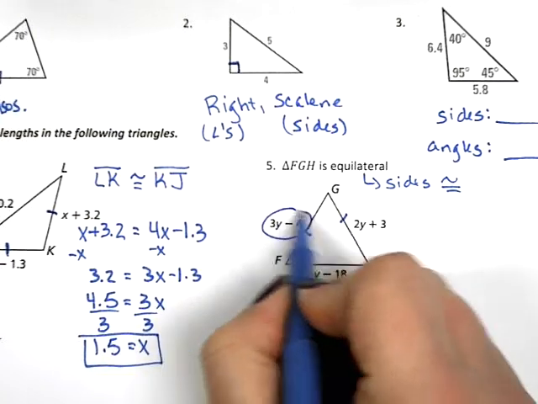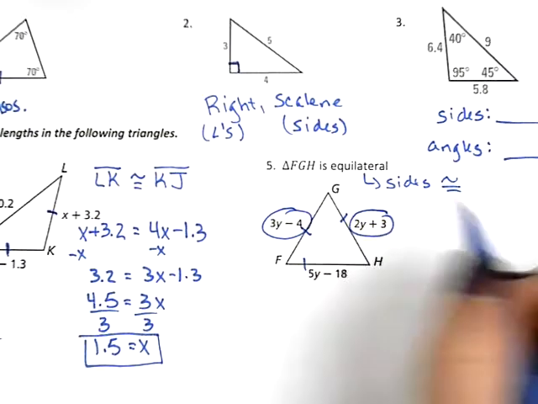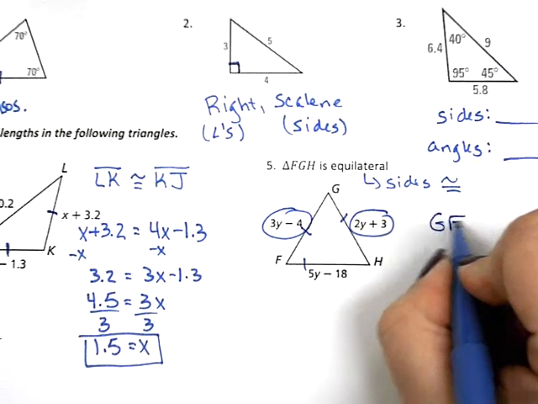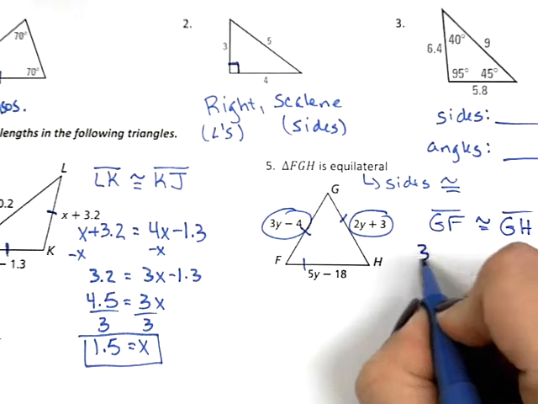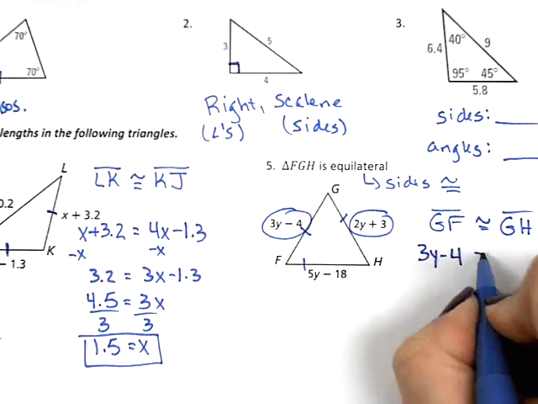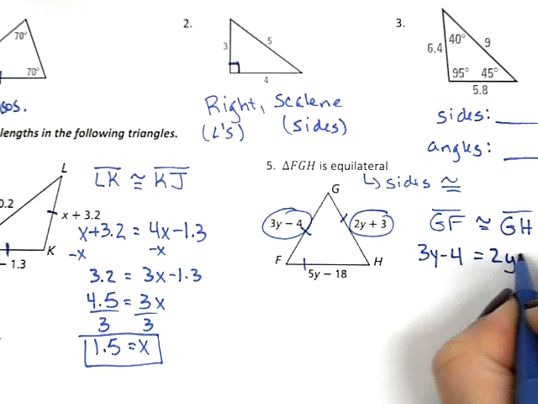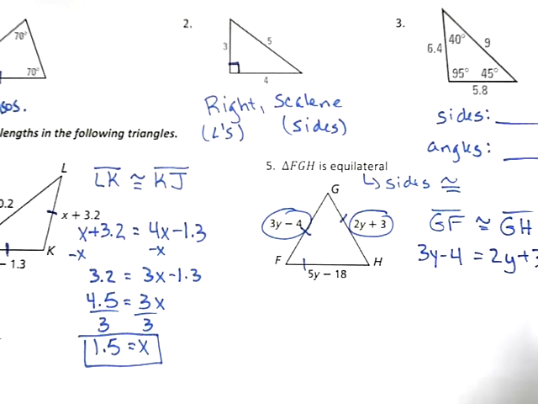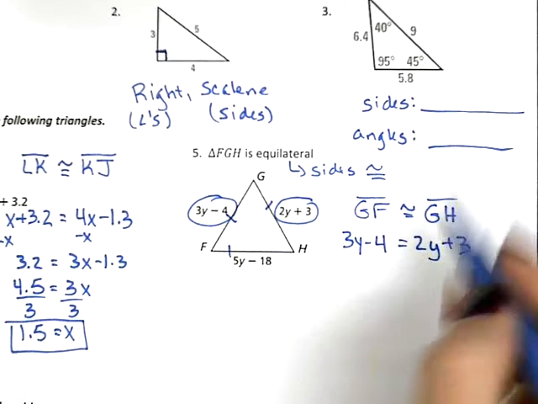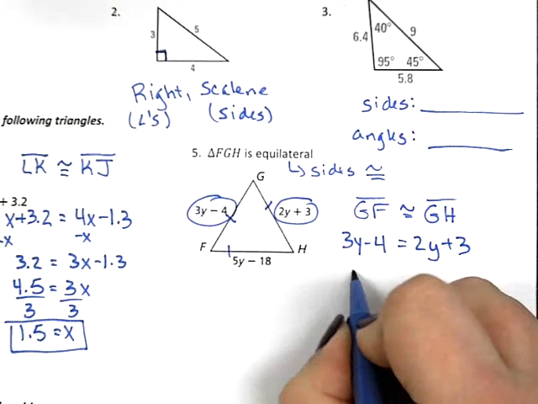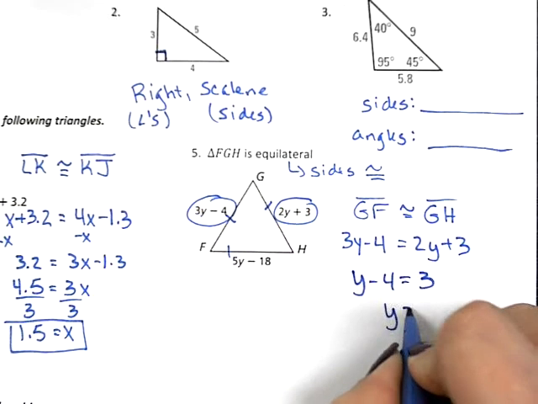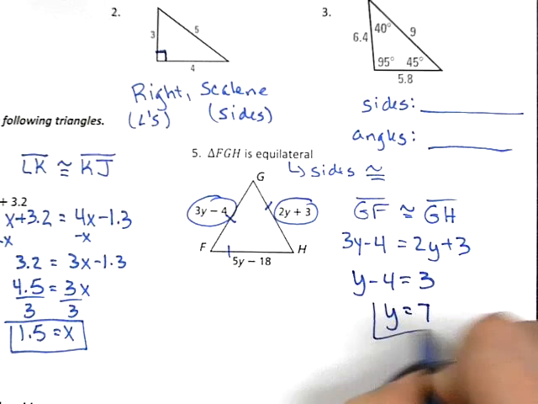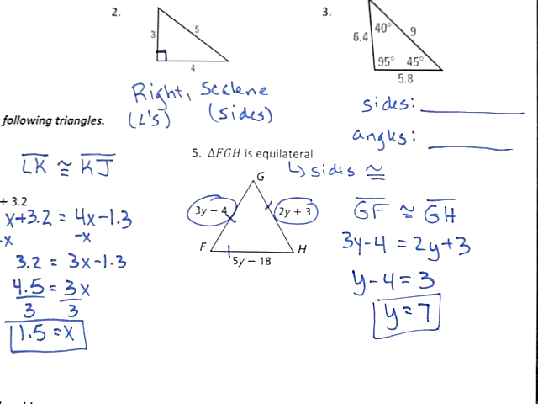So I'm just going to take GF and GH. I'm going to say GF is congruent to GH. So I've got 3y minus 4 equals 2y plus 3. And I can solve for y. So if I subtract 2y, I get y minus 4 equals 3. Add the 4 over, and I get y equals 7. So I found my y value.